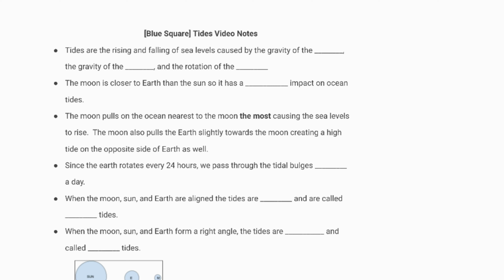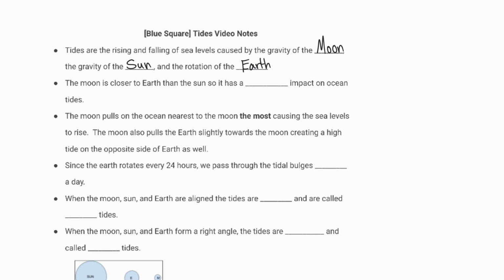So tides are the rising and falling of sea levels caused by the gravity of the moon, the sun, and the rotation of the Earth. So the gravity of the moon and the sun create the tides, and then the Earth rotates in and out of those water bubbles. So it rotates into a high region of water, the high tide, and then out of that into a low region of water, the low tide. So it's the Earth rotating that also plays a role on why high tides alternate with low tides.